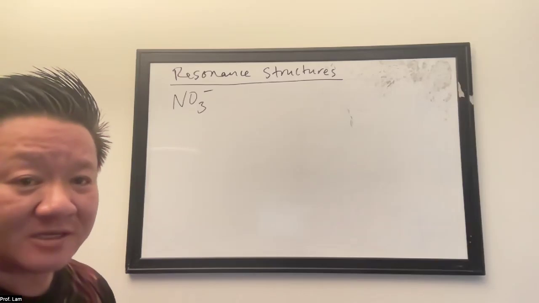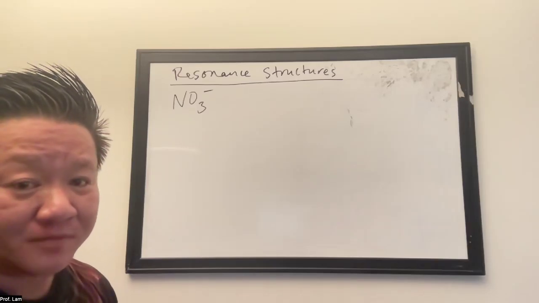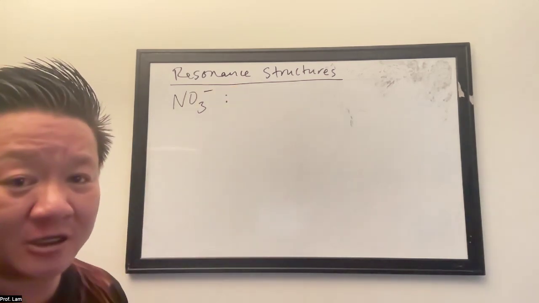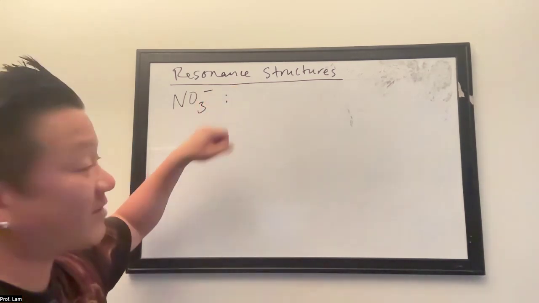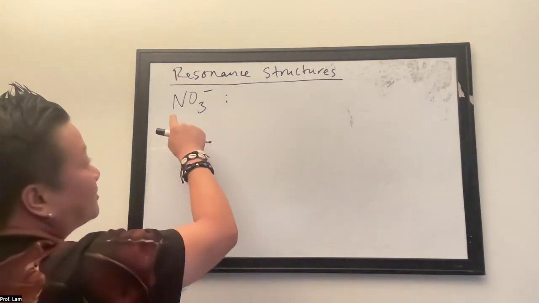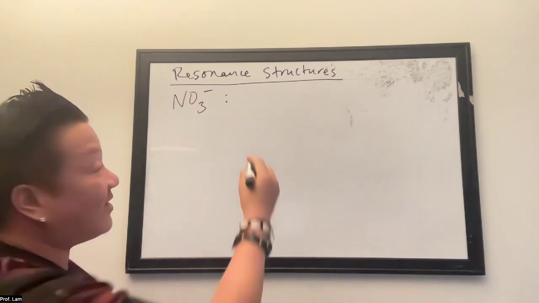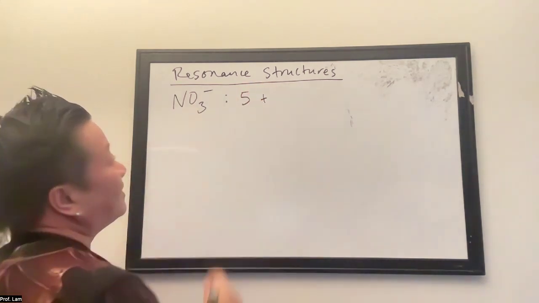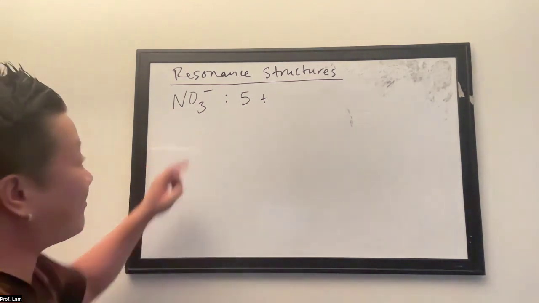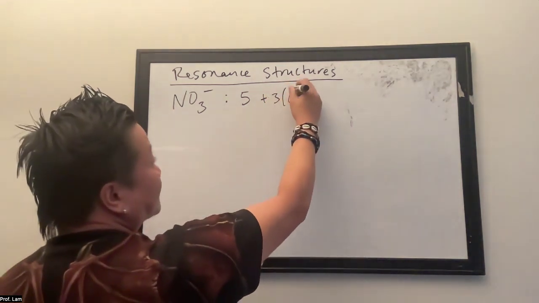We're going to go through the same steps for Lewis structures as we would for any other Lewis structure, even if you have a negative sign. So I'll show you guys how to deal with that. For N, we have 5 valence electrons. For oxygen, we have 6 valence electrons, but there are 3 of them, so you're going to do 3 times 6.